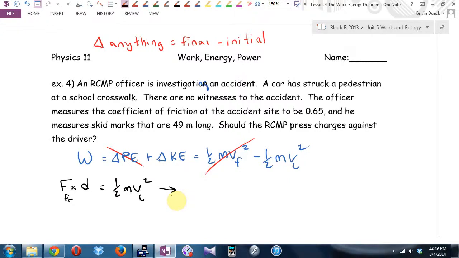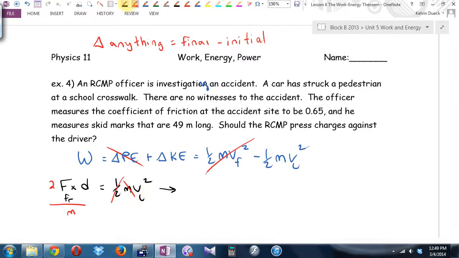So if it's okay with you, I'm going to put a 2 there. How would I deal with the m? Divide. And then how do I get rid of a squared?